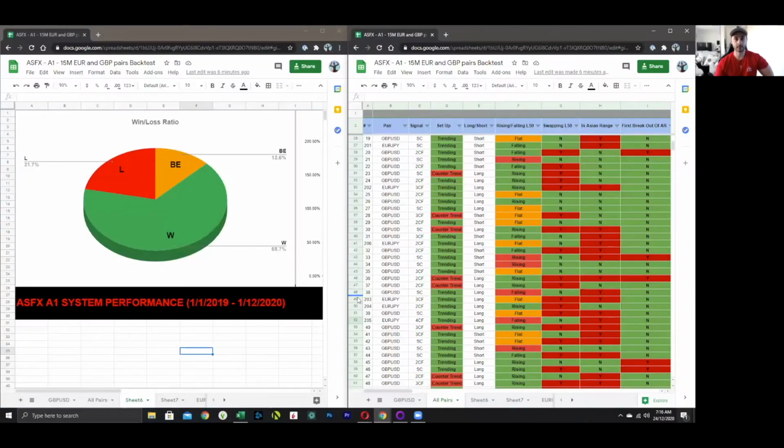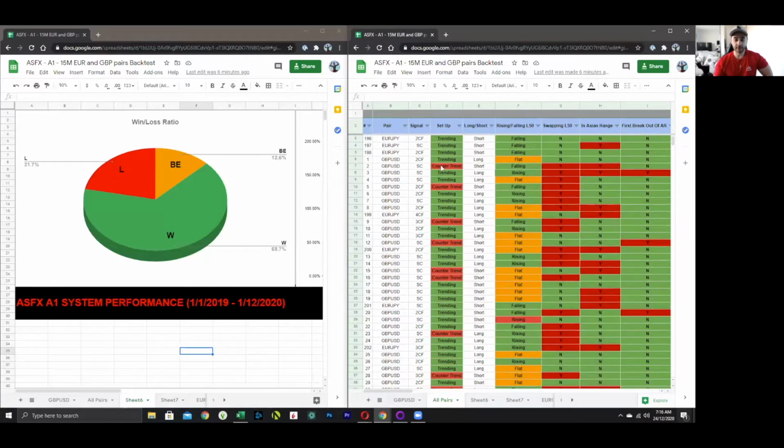What was it that stuck out to you the most out of all the statistics? Anything? So with the spreadsheet, you can filter everything. As we know in ASFX, the people that are involved in the group, we have parameters we follow, and those parameters affect the outcome. So obviously this is how we grade our setups.